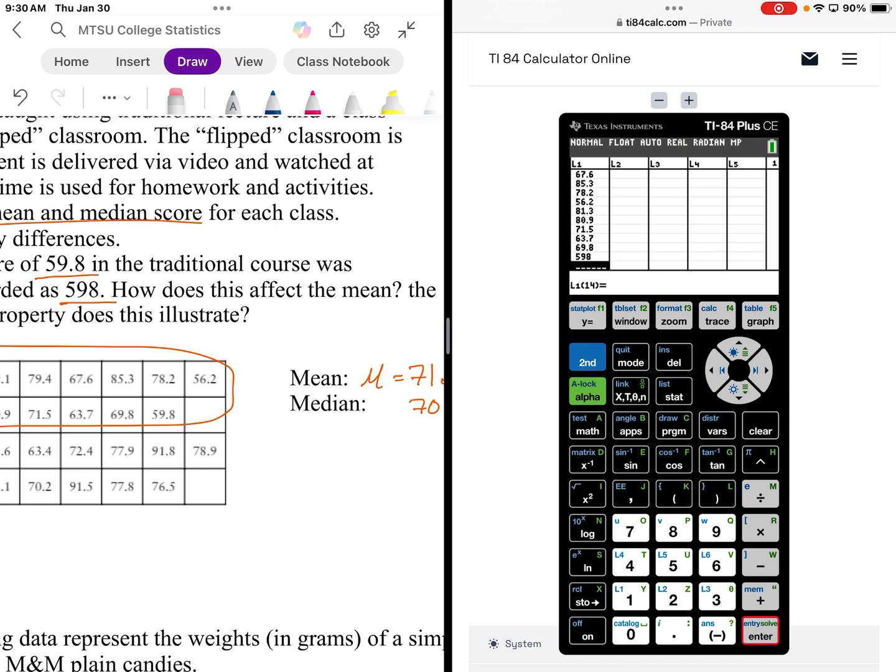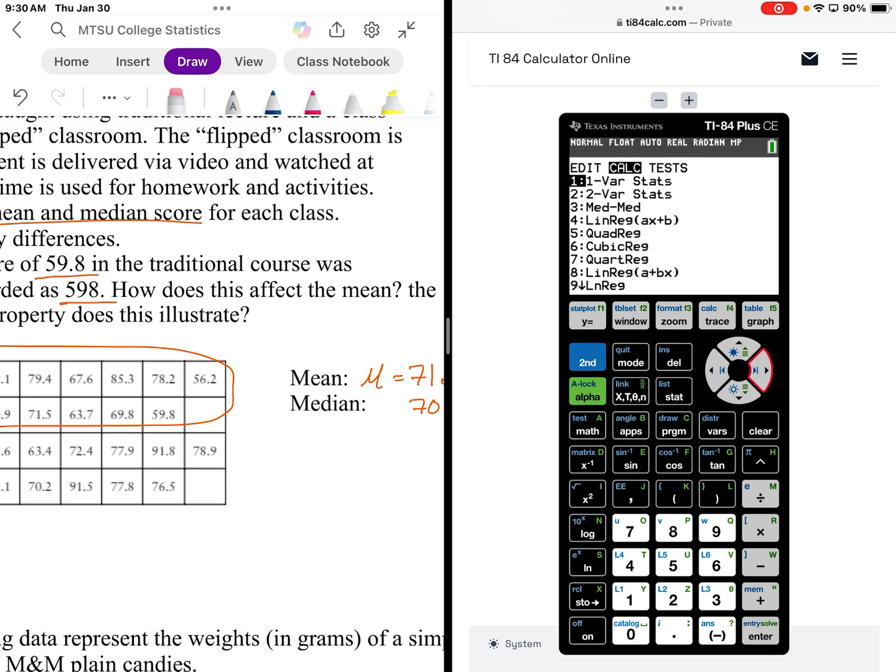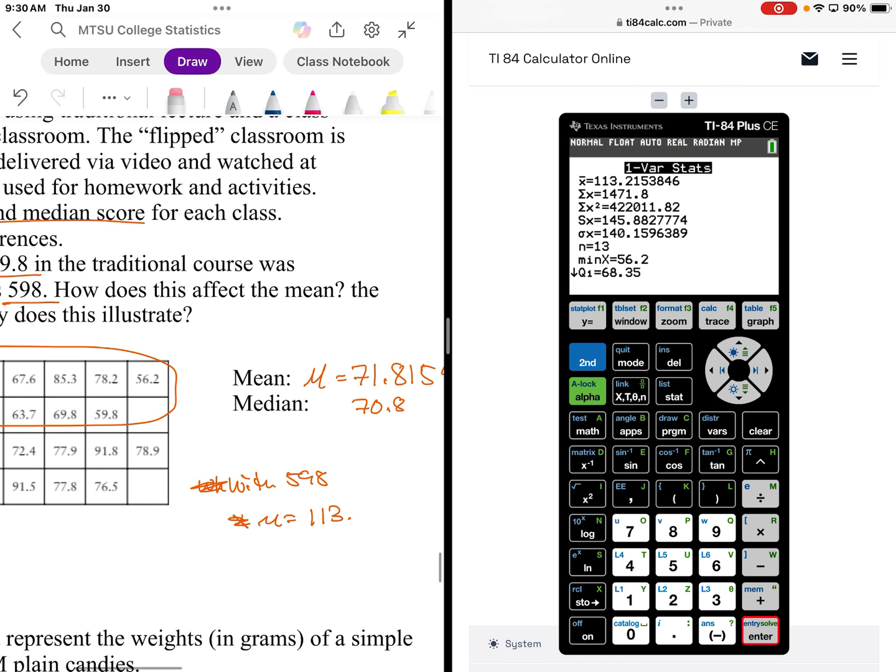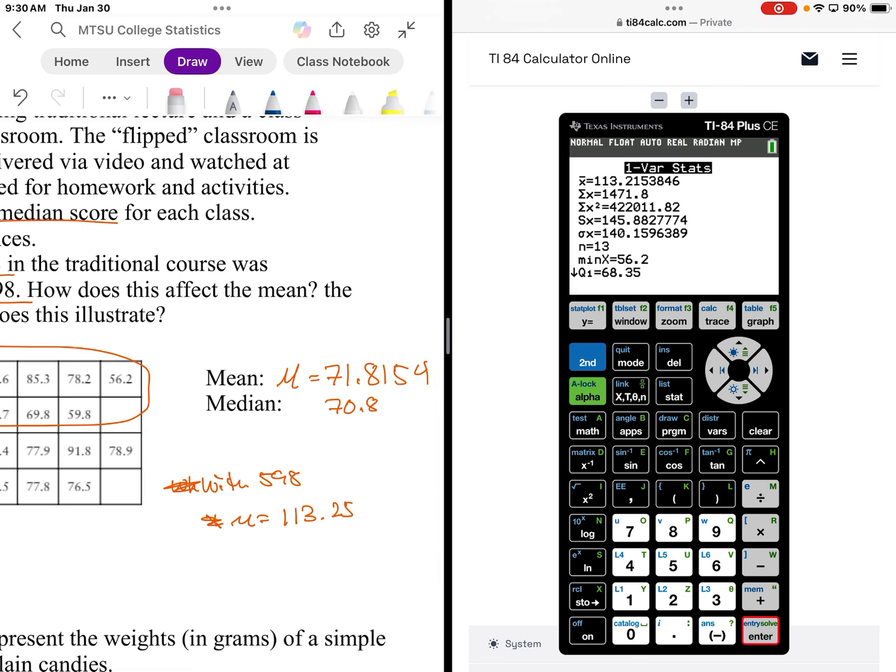All right, now I hit stat, calculate, enter our stats, go down to the bottom, and look at what the mean is. With 598, the mean was equal to 113.252154. So it did change it big time. Just one little thing can affect it. An outlier can affect it greatly.